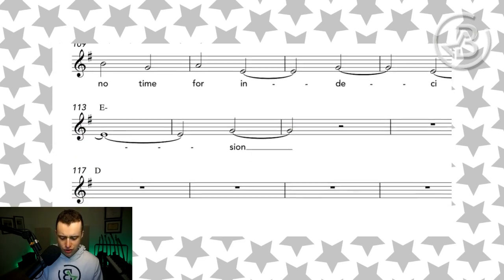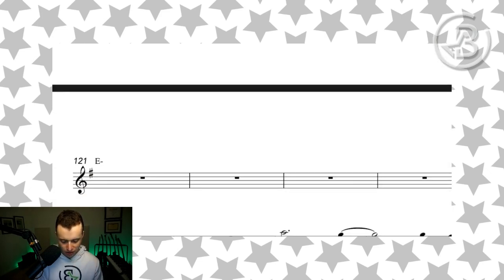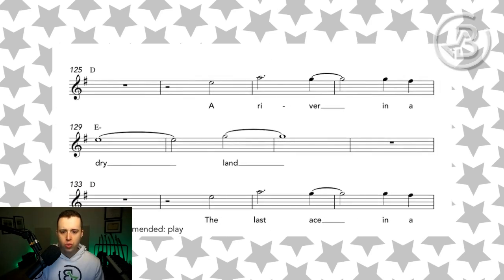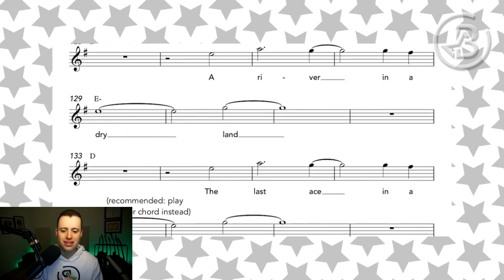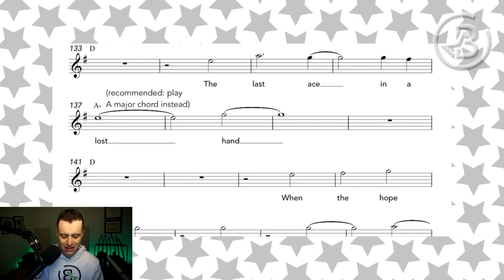So I think that's interesting, but we're going to explore how the chords change the second time through that copy-pasted first part, which is going to be really interesting on our next pass through. Then in measure 126, we have "a river and a dry land." Same exact notes, same words, same rhythm as the last time we saw this. "The last ace in a lost hand," same notes. Now, here's where things start to change.